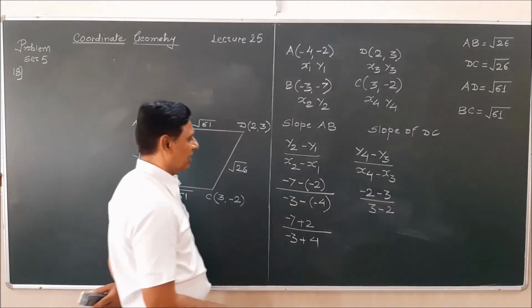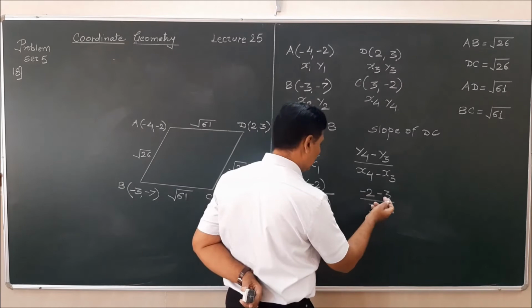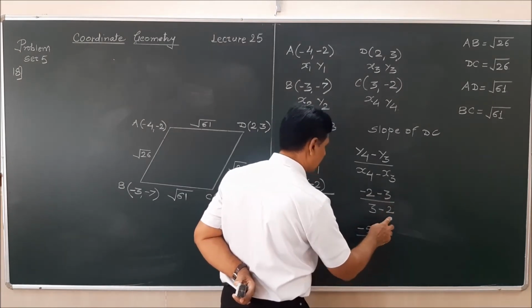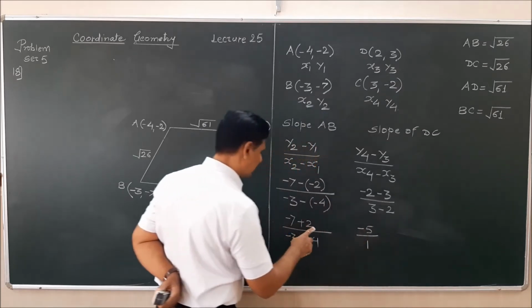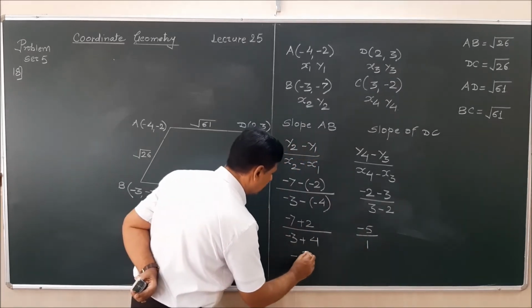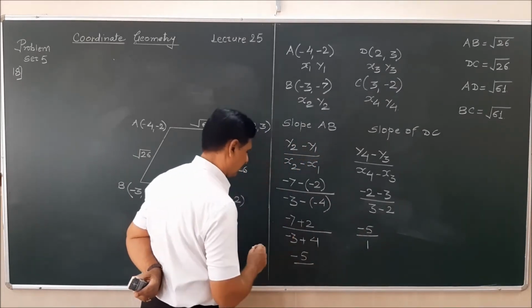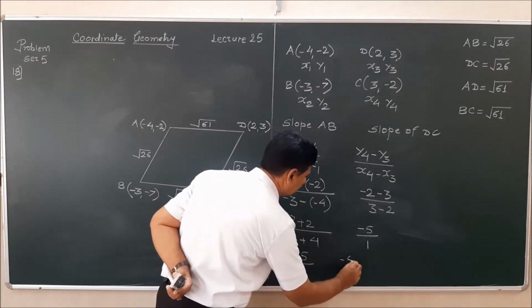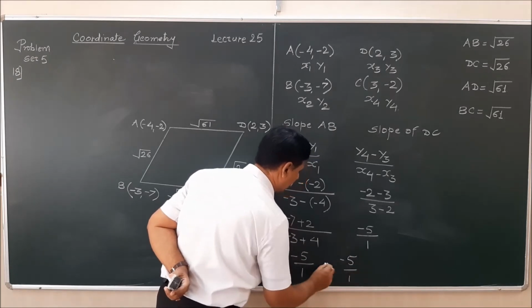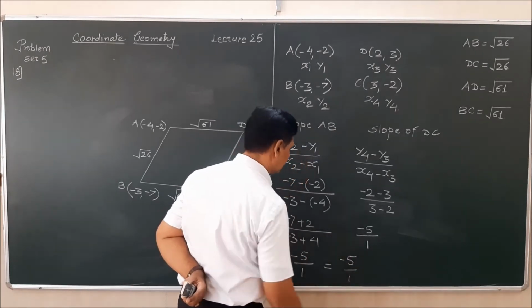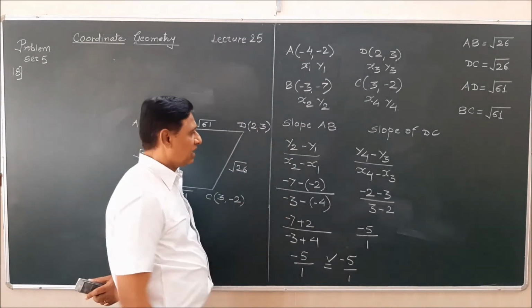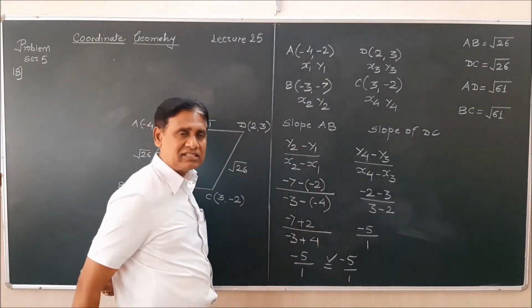In the same way, minus 2 minus 3 is minus 5. 3 minus 2 is 1. If you simplify this, here also you will get minus 5. Try to understand. Minus 5 upon 1. Here also minus 5 upon 1. Very important result we got, that slope of AB is equal to slope of DC.